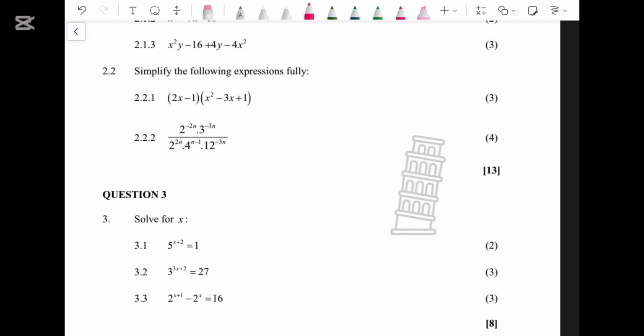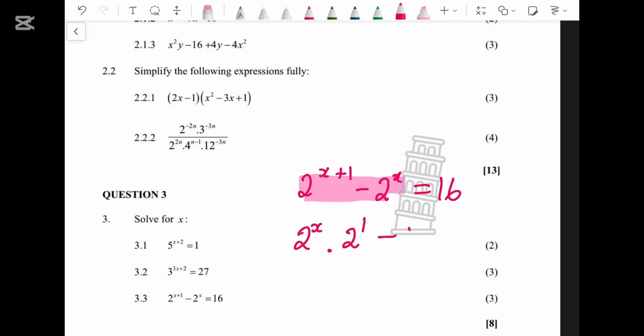Last one, we have 2 to the exponent x plus 1 minus 2 to the exponent x is equal to 16. With this one, I can see that I have more than one term, so I can just split this. This can be written as 2 to the exponent x multiplied by 2 to the exponent 1, minus 2 to the exponent x is equal to 16.